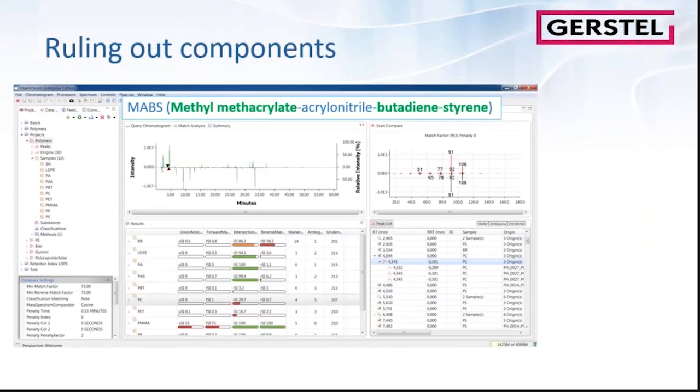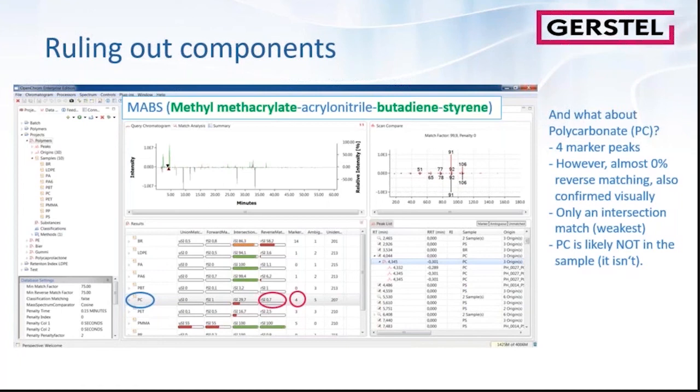So now we found methyl methacrylate, butadiene and styrene in our sample, but there are other entries that also have some markers. Have a look at what's here. So for example, polycarbonate. Polycarbonate has 4 markers, but it has nearly 0% reverse match. So if polycarbonate were in the sample, we would expect many more peaks originating from the decomposition of polycarbonate, which are not present in our sample. So this is a strong indicator that we don't have polycarbonate in our sample. And the same is true for other entries like polyethylene and so on.